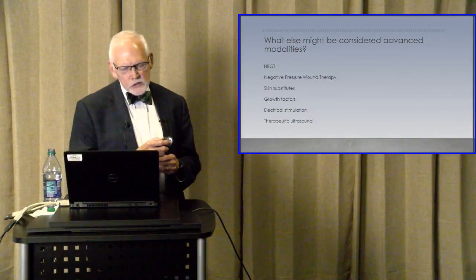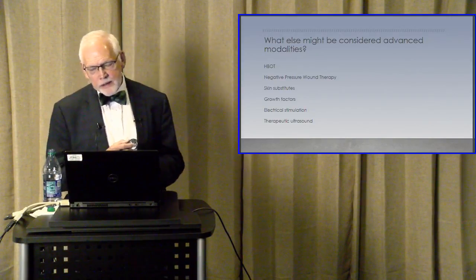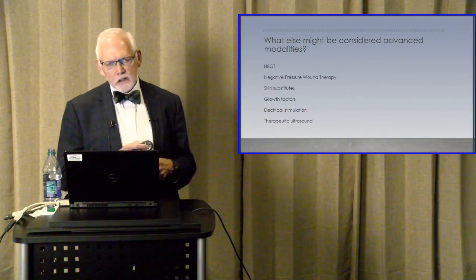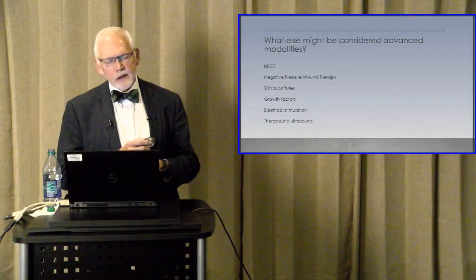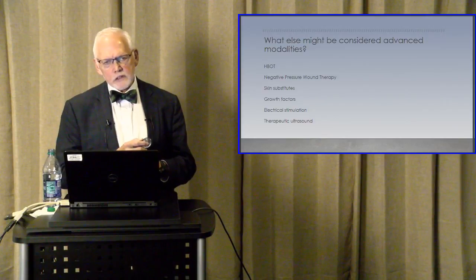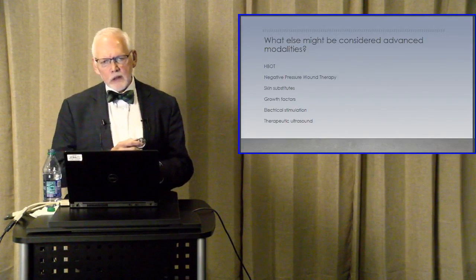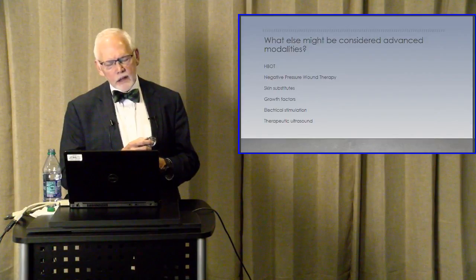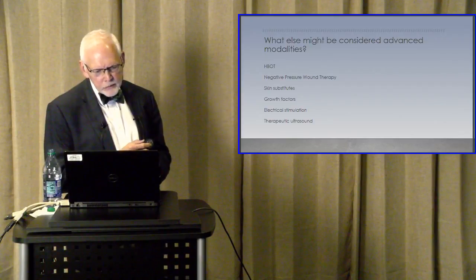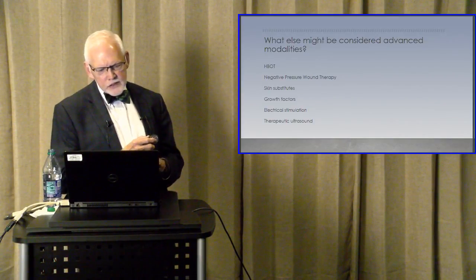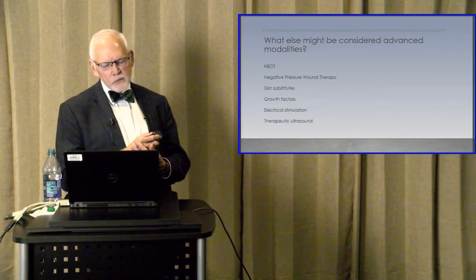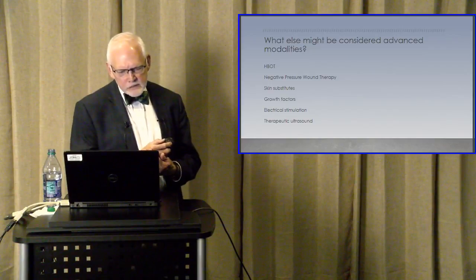Skin substitutes. The appendix to the article by Singer has a long list of these, and you can get products that are made from animal sources, from human sources, from human chorion. There are all sorts of different ones. All of them think that they're the best, and you just have to kind of figure out what your patient can afford, what you can get through your hospital, and what makes sense.